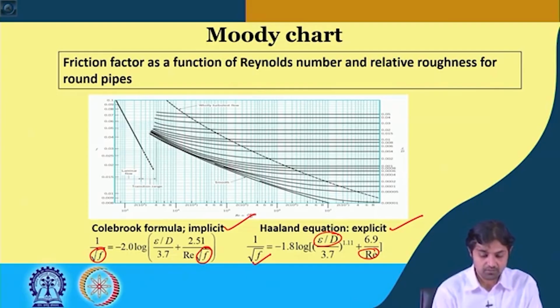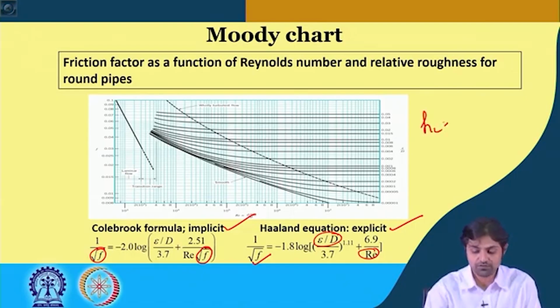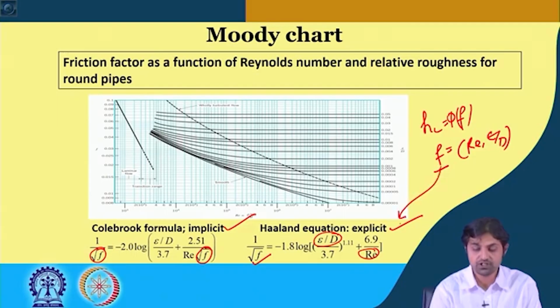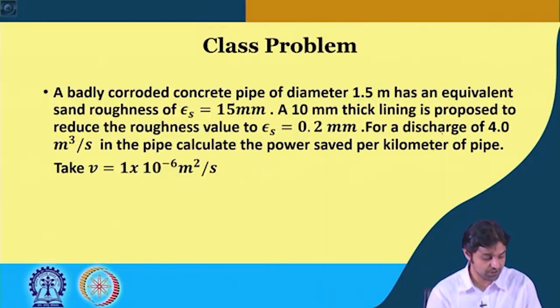So with this in mind, we can solve the problems now. Head loss was dependent on friction factor, and f was a function of Reynolds number and epsilon by d. So we can find f using these two formulas or the Moody chart, and therefore we will be easily able to calculate the head loss. To demonstrate that, we have a question here that we are going to solve now.